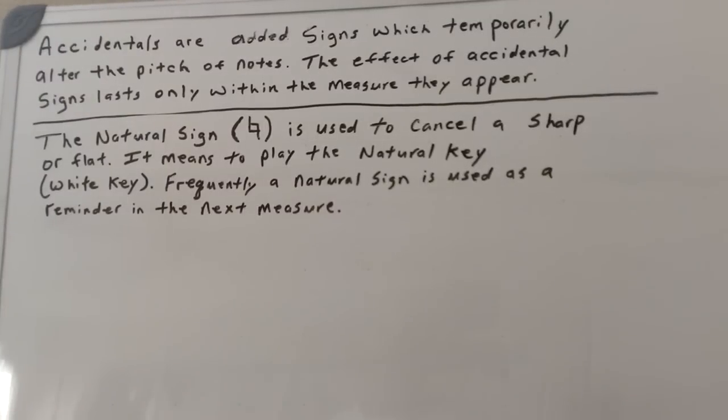Okay, for this lesson, we're going to talk about the natural sign. But before we can talk about that, we need to talk about accidentals. What are accidentals? Accidentals are added signs which temporarily alter the pitch of notes. The effect of accidental signs lasts only within the measure they appear. Okay? Now, what is a natural sign?